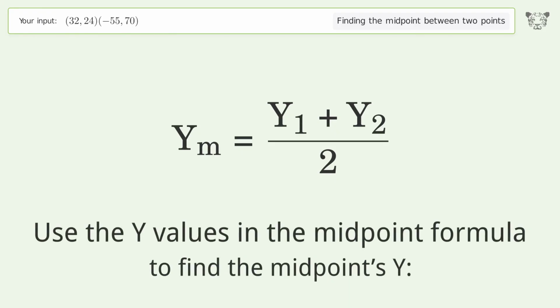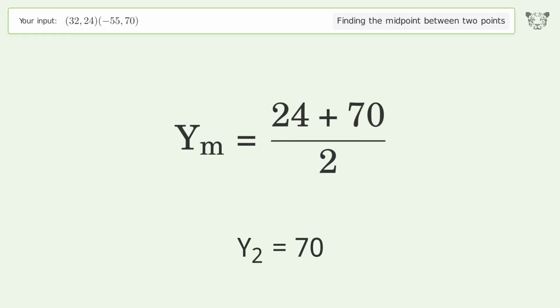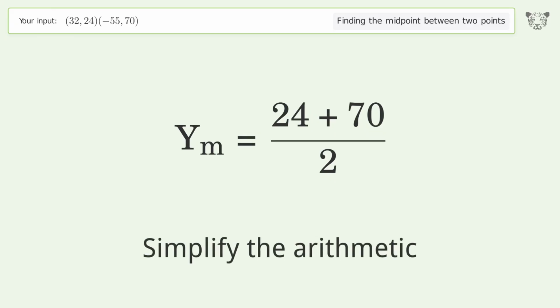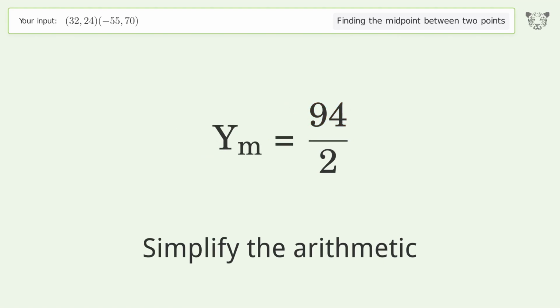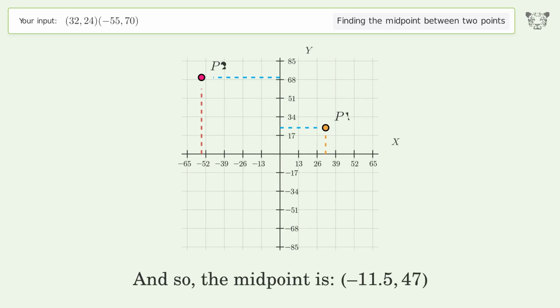Use the y values in the midpoint formula to find the midpoints. y1 equals 24. y2 equals 70. Simplify the arithmetic. And so, the midpoint is negative 11.5, 47.